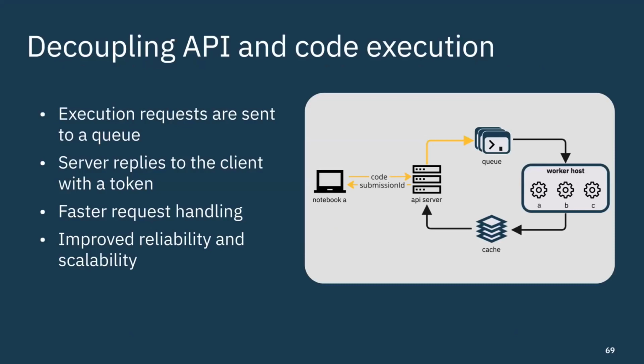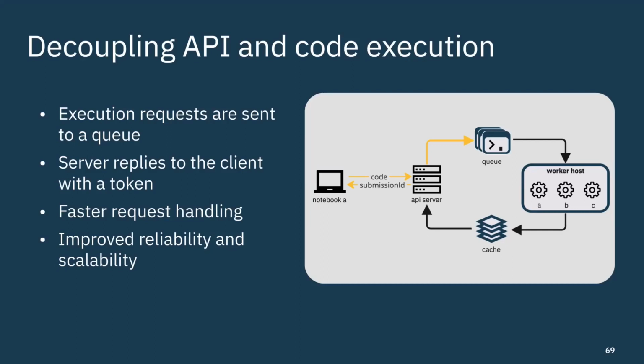Our solution was to decouple our RESTful API logic from code execution. Now, when a user runs a cell, there's no chance of our front-end code getting blocked. Our API server immediately sends execution requests to a respective notebook queue and then responds to the client with a token. From there, background workers dedicated to each notebook execute the code asynchronously. This asynchronous design enables our API to handle requests quickly and prevents head-of-line blocking.